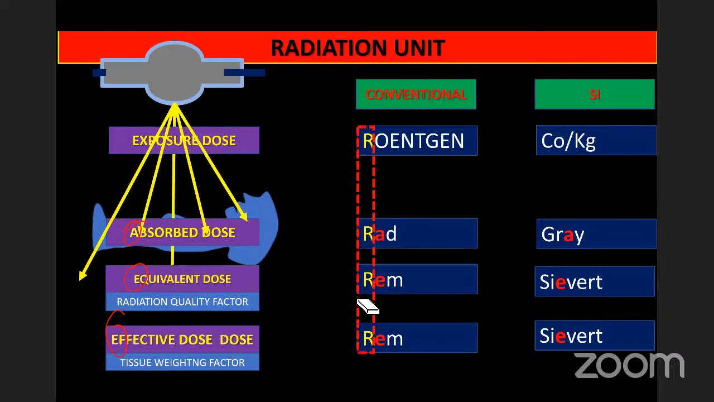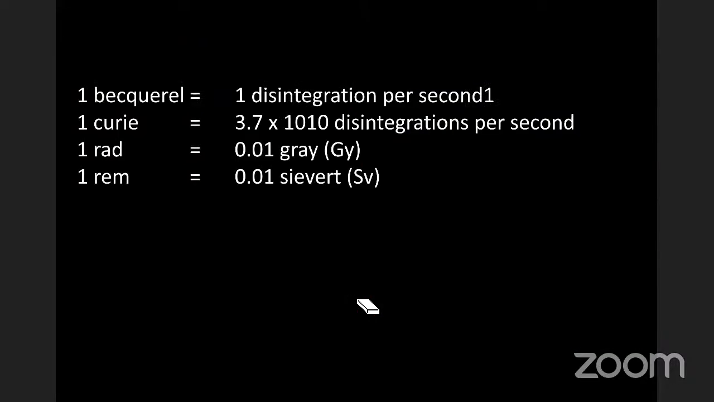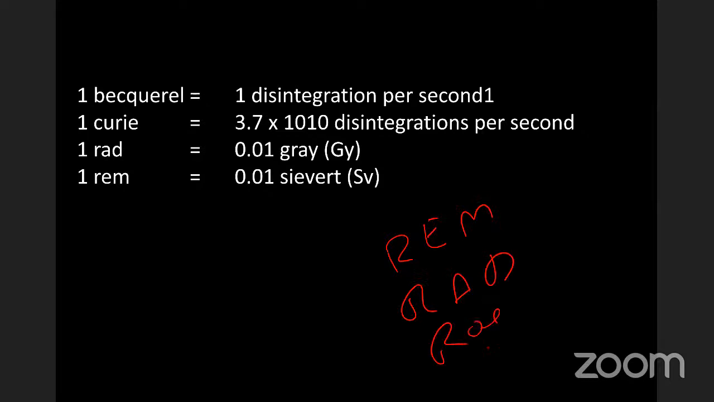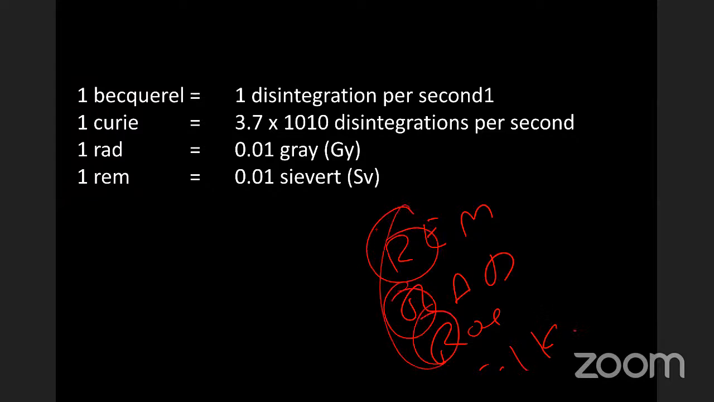Now if I ask you blindly, which of the following is an SI unit: coulombs per kg, Roentgen, Rem, or Rad? You just have to see the first letter. If all the first letters are R, they are all conventional, so the other one will be the SI unit.